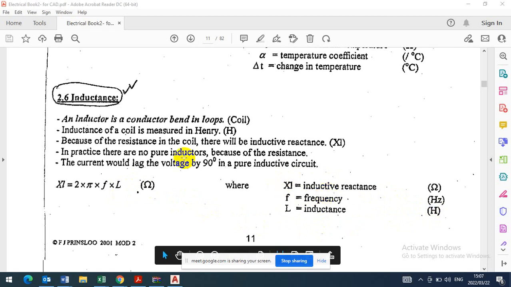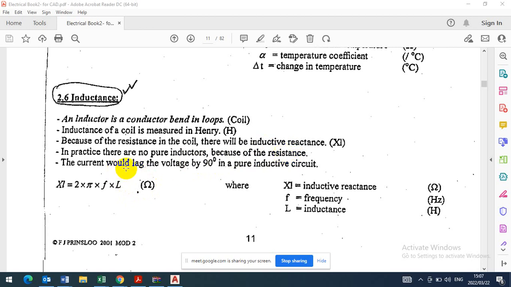Yes. Okay. We are talking about an inductor here. We are done with resistance. So now, this inductor has got properties, and you must know those things briefly. The resistance in the inductor is inductive reactance, and there's the formula. In practice, there are no pure inductors. You must listen to this question. In practice, there are no pure inductors because of the resistance. So you cannot have pure inductance because of the resistance that it offers.